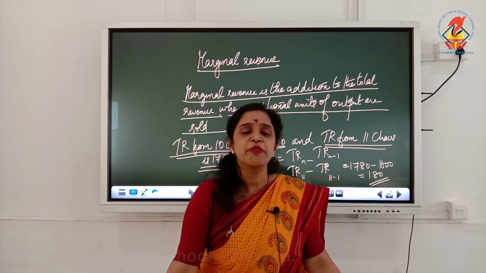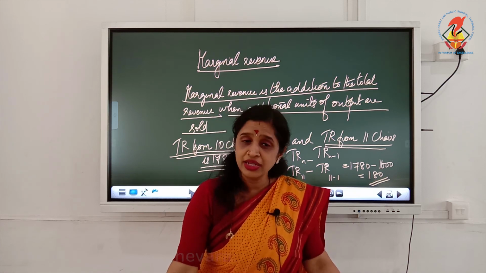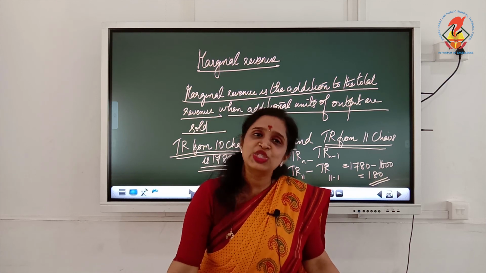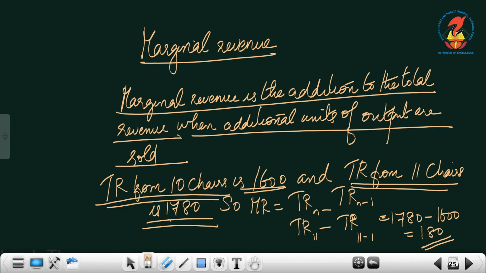What is it? MR is equal to TRn minus TRn minus 1. Now here TRn means what? TR of the 11th chair minus TR of n minus 1, that means 11 minus 1, the 10th chair. The difference between the succeeding and preceding value, 11th chair and 10th chair. For the 11th chair you are getting 1780 as the revenue, and for 10 chairs you are getting 1600. The difference between these two is 180. Therefore, marginal revenue is 180 here.